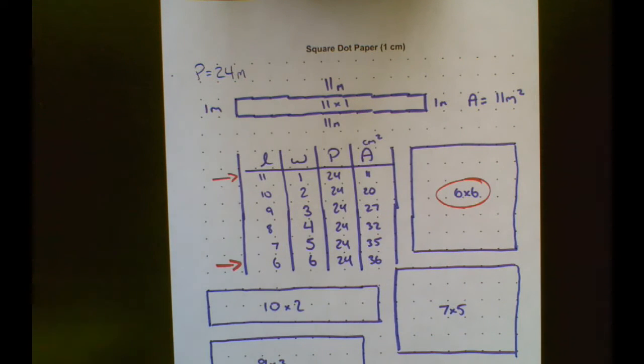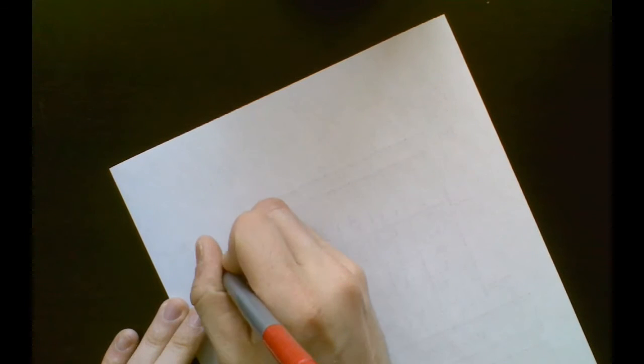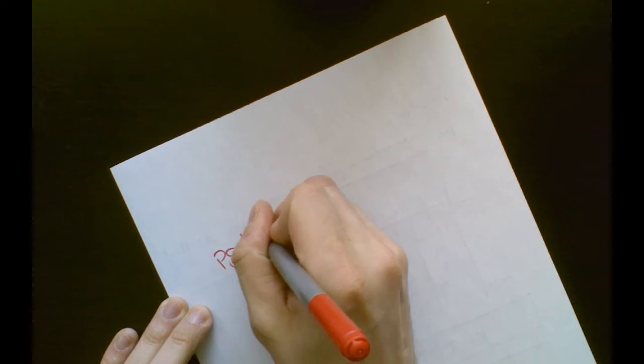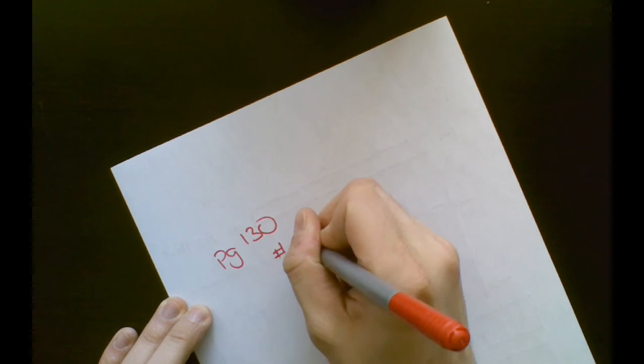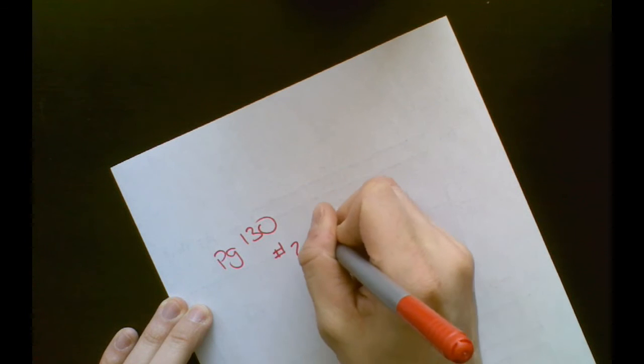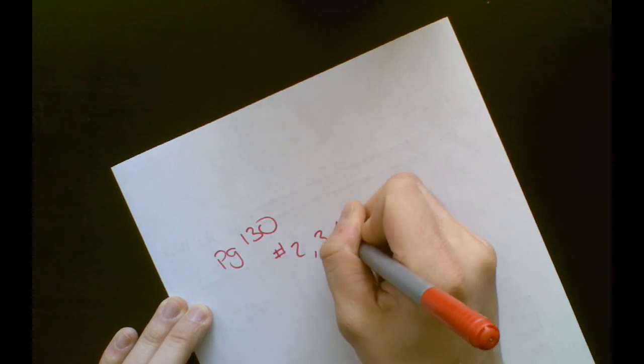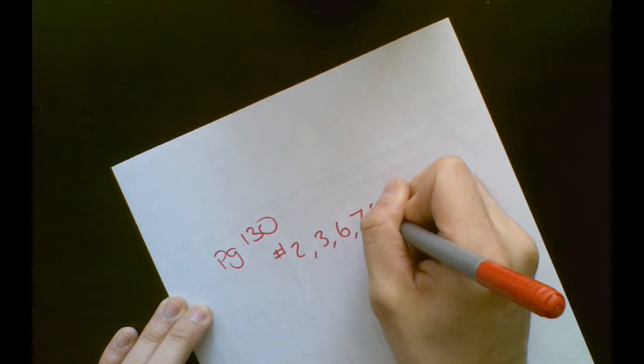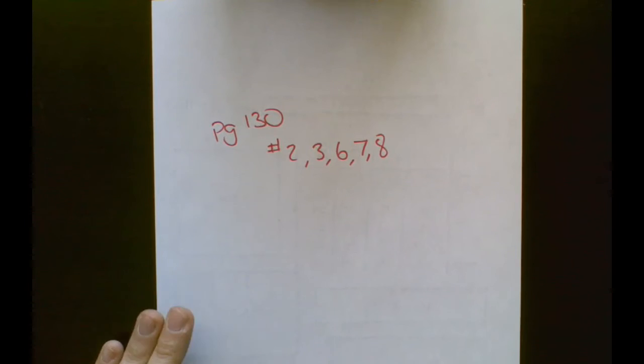All right, so that kind of gives you a baseline of how to draw them, how to use your tables, your charts, length, width, perimeter, area. It all ties together here. So what I will get you to do is a few practice questions. Okay, on page 130, have a look at and try 2, 3, 6, 7, and number 8.